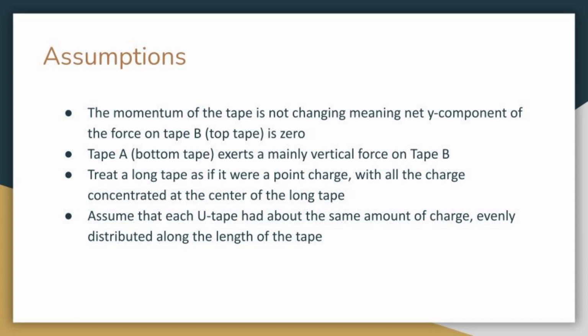Assumptions I had to make to find the charge were that the net y component of the force on tape B is 0. Tape A exerts a mainly vertical force on the floating portion of tape B. You had to treat the long tape as if it were a point charge with all the charge concentrated at the center of the long tape, and I had to assume that each U-tape had about the same amount of charge evenly distributed along the length of the tape.